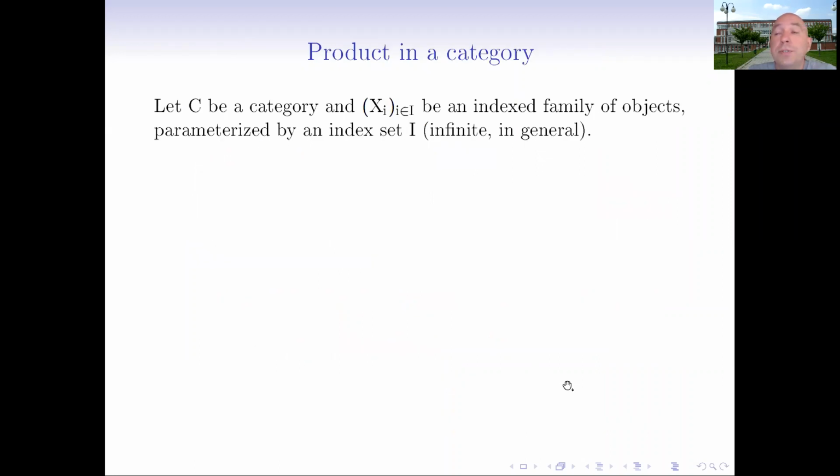Now let me give you, so actually the meaning of this course is not only representation theory. I'm trying to give more concepts for younger students. And so there's a concept of product in a category, in a general category. So suppose C is a category. Suppose we have an indexed family of objects indexed by some index set I, which in general can be infinite.